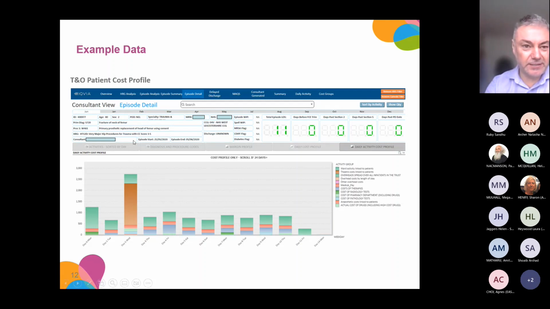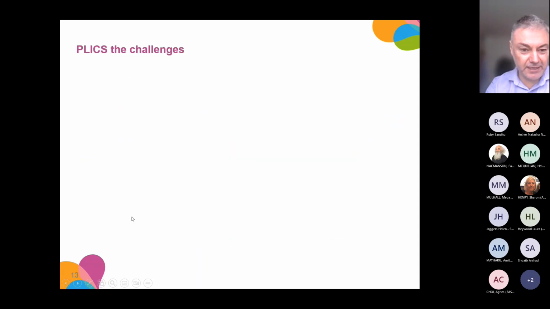So what we've got here is a patient that was in for 11 days. And you can see the 11 days across the bottom. Each bar graph is a day. And basically, this is showing what we do to a patient on each day.